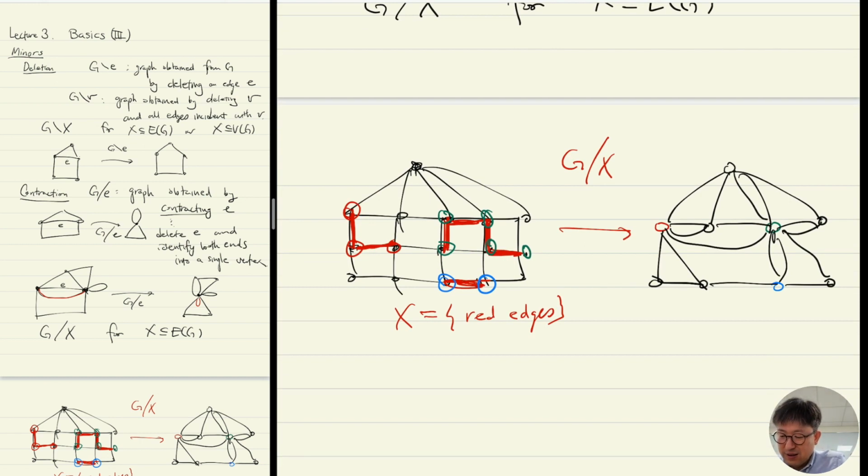Right, how many edges do I have? 1, 2, 3, up to 19. So that's 19 edges. Initially I had 27 edges. How many edges did we contract? 1, 2, 3, 4, 5, 6, 7. Oops. Did I miss some edge? Let's see. Actually, that's 8 edges to be contracted? Right? No, it's still 7.